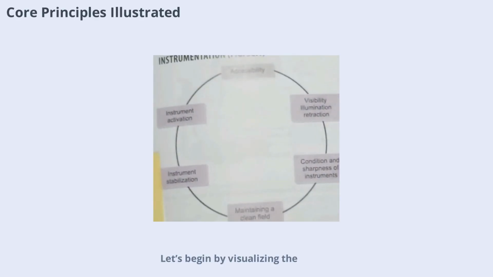Let's begin by visualizing the core principles of periodontal instrumentation. These principles are accessibility, visibility, illumination, activation, retraction, instrument condition, sharpness, stabilization, and maintaining a clean field. Each principle plays a vital role in ensuring thorough and safe instrumentation.